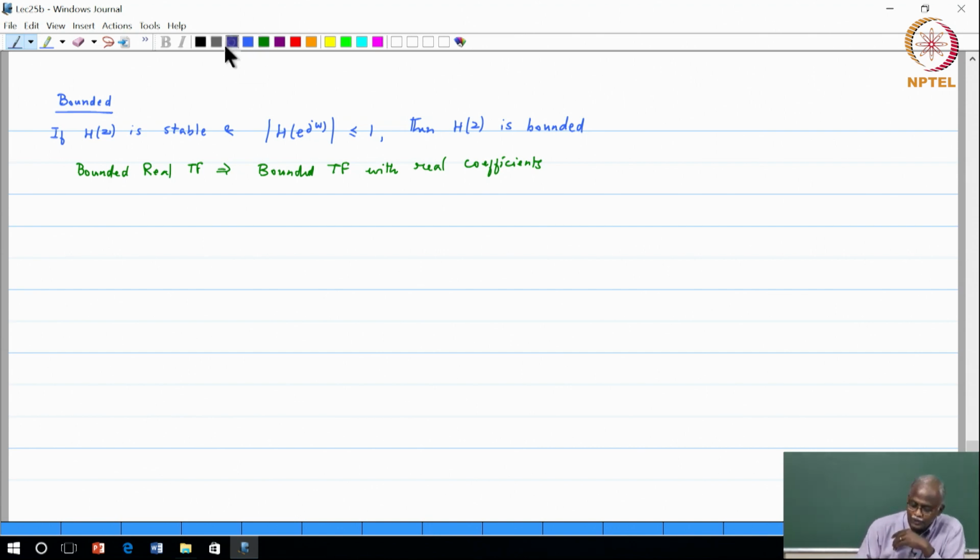Of course, the next one that I am going to write down is already known to you. What is a lossless transfer function? A lossless transfer function basically preserves energy. So it means that it is a stable transfer function and is all pass. Energy is preserved.